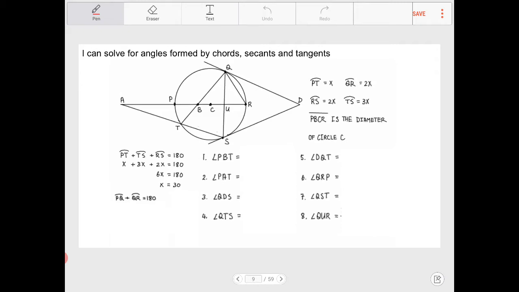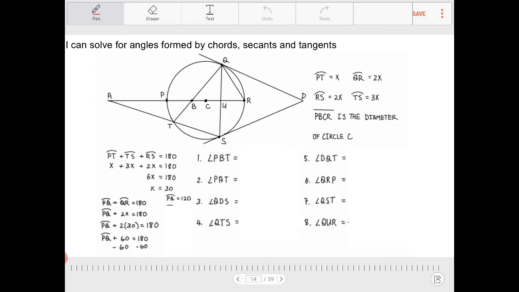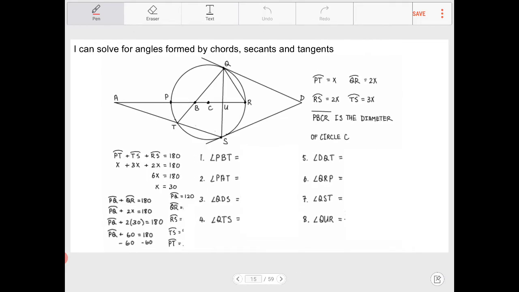I know that PQ plus QR is equal to 180. PQ will therefore equal 120. So arc PQ is 120. I also know arc RS, QR, TS, and PT will equal 60, 60, 90, and 30 as a result. Again, that is after I substitute what x is back in.